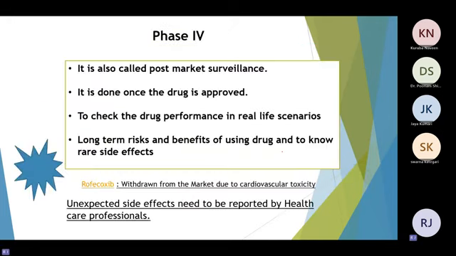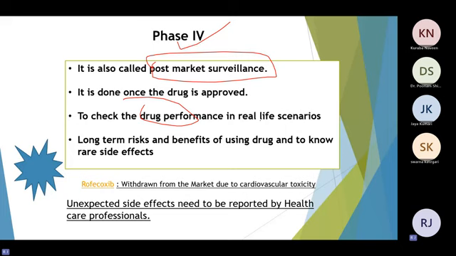Now, once the drug is approved by the regulatory authority, what happens? The phase 4 starts. Okay, it is also called PMS studies, post-market surveillance studies. Always remember it is called PMS study, phase 4, and this is done after the drug is approved. And why is it done? To check the drug performance in the real world scenario.